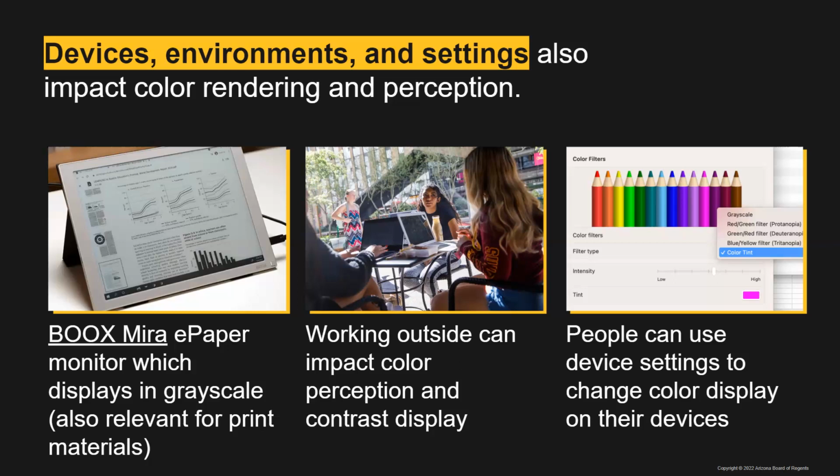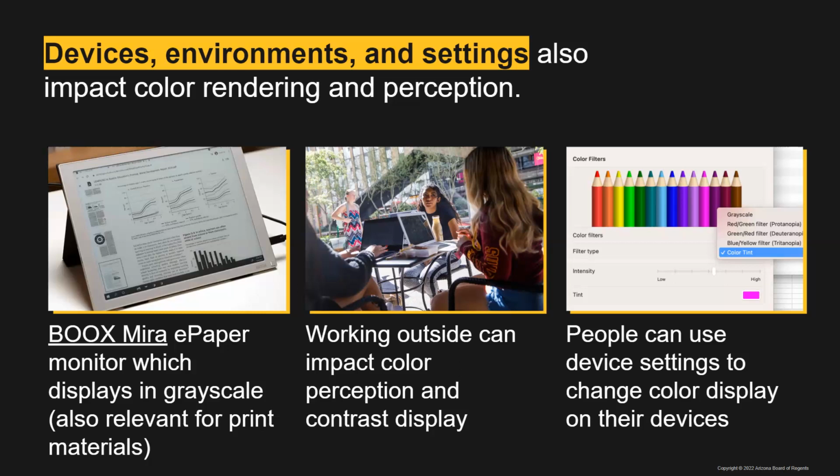Working outside can also really impact color perception and contrast display. So when I first moved here, I wanted to spend as much time outside as possible. I was like, oh, it's so beautiful, especially this time of year. And I just wanted to do all my work outside. But I quickly learned that a lot of things you can't even see outside. You can't actually productively do your work when you've got all that bright, sunny Arizona glare. And so that's just another example of how your environment can really impact color perception.